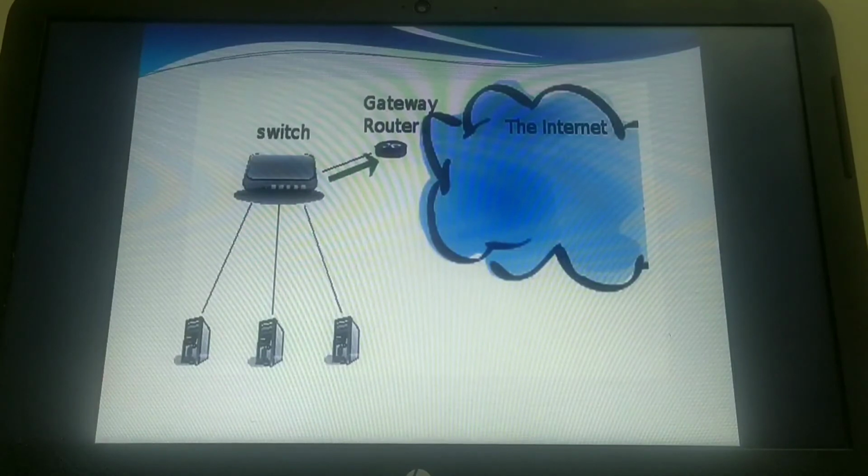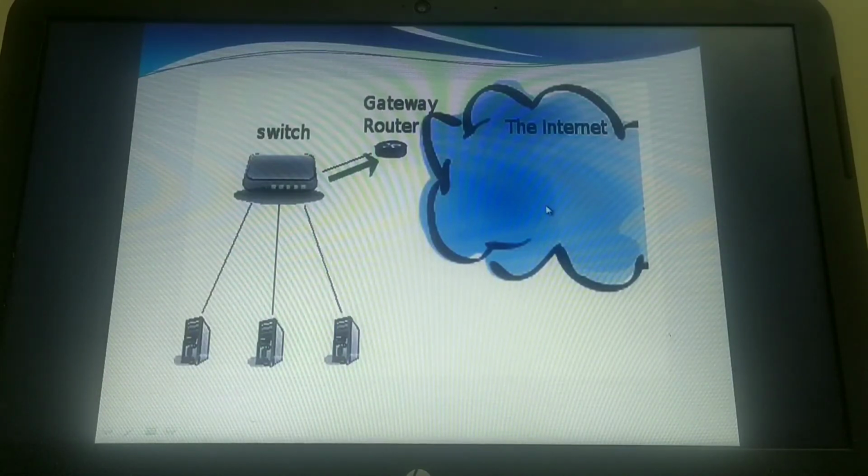Now let us move on to the next device, that is the gateway. A gateway is a device that connects dissimilar networks. As you can see in this slide, there are two networks here. One is the LAN network, constructed by using the switch, and one more network is the internet, which is WAN. Here we are using a device known as the gateway, which is responsible for connecting the two dissimilar networks, that is LAN and WAN.